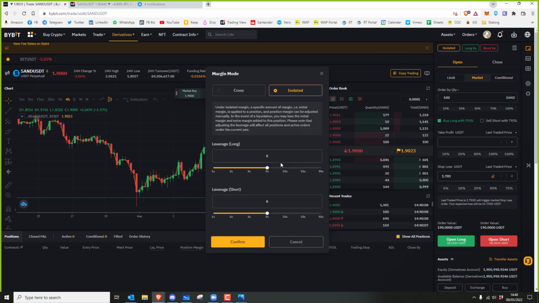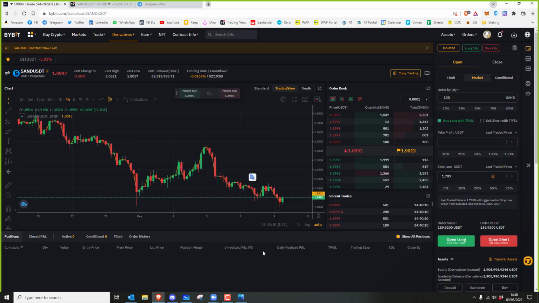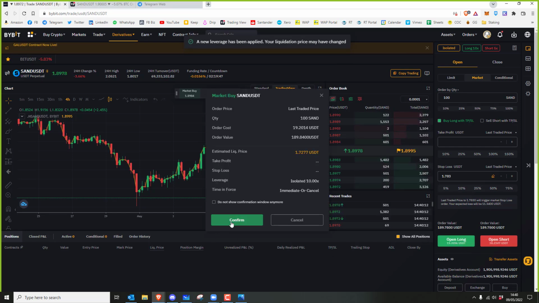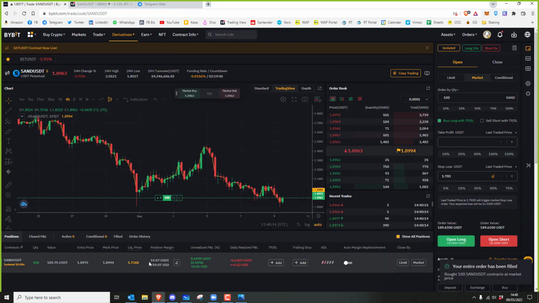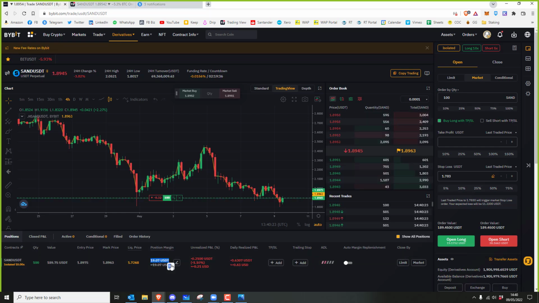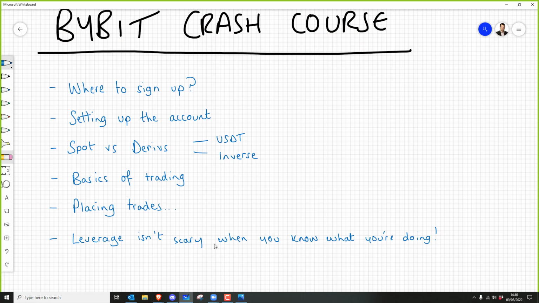If I then did this to 10x and then placed the same trade, we've got half. Before it was $38 in margin, now it's only $19. Everything else is the same. I've got the same stop loss, same everything else. If I lose this trade, I'm still losing around $10. Obviously, the market price is moving, that's why it's changed a bit. But nothing else changes. It's just the margin requirements that change. So that is why leverage isn't really that scary.